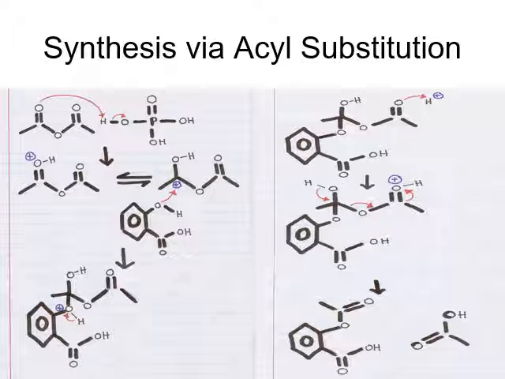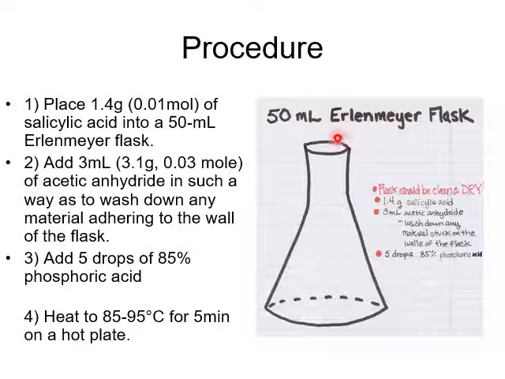And it's actually very quick and easy. So the procedure: you weigh 1.4 grams of salicylic acid. In your notebook, you should always keep track of the formula weight of your compounds, and therefore you have a quick calculation of the number of moles that you're working with. But you place this amount in a 50 ml Erlenmeyer flask. You add 3 ml. Again, you have to keep track of the molar weight of your reagents.